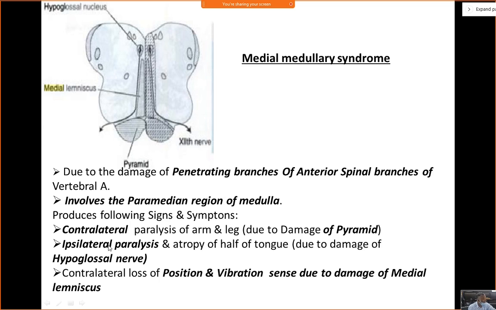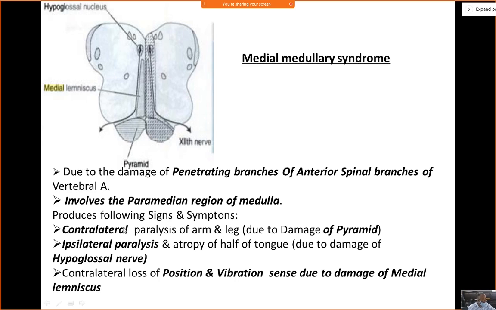So the first of the signs and symptoms is contralateral, that is opposite side, paralysis of arm and leg. Arm and leg paralyzed means motor fibers are damaged. What are the motor fibers? This is the corticospinal tract, fibers coming from the cerebral cortex to the spinal cord, forming the pyramid on the ventral aspect of the medulla oblongata. So due to damage of the pyramid, what will happen?